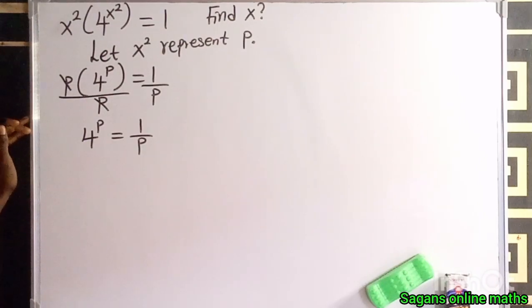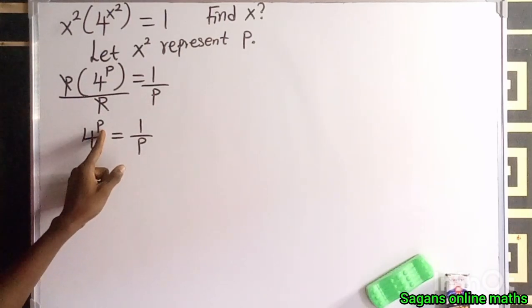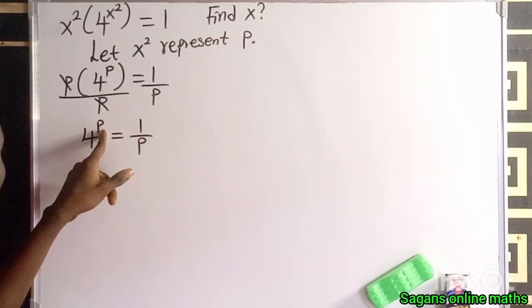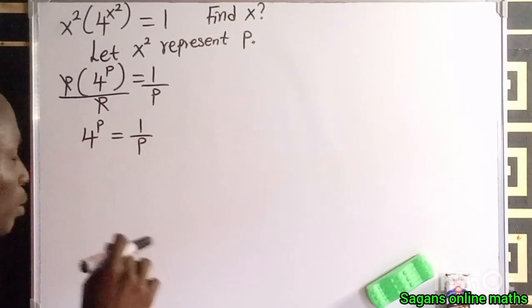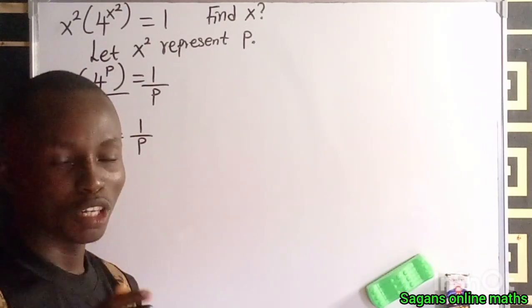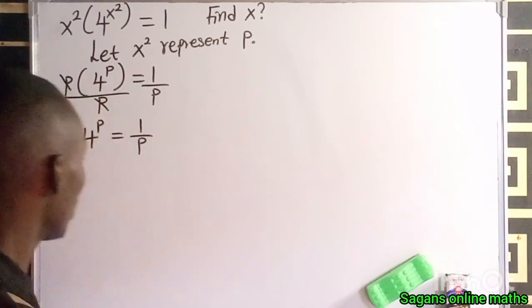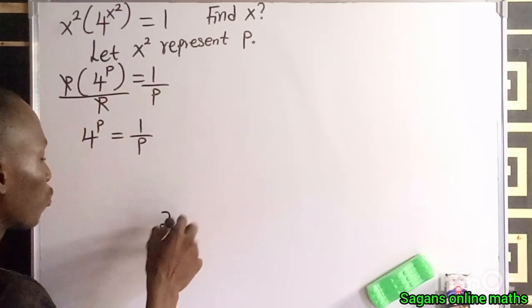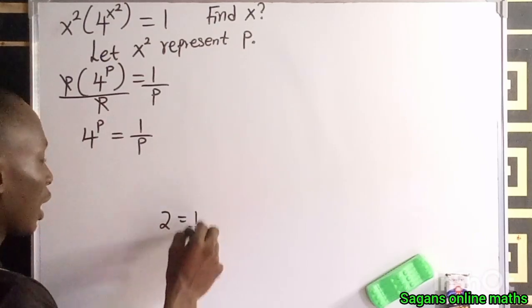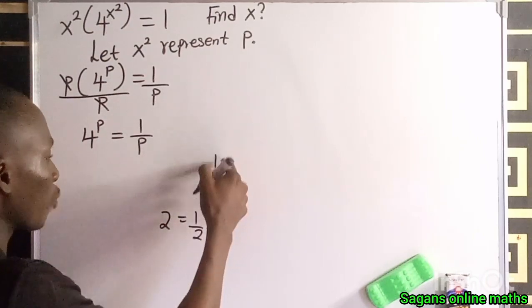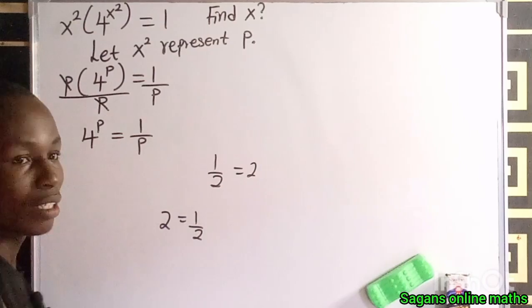Wow, this is amazing. Now at this point, what are we going to do? Remember that the power of this 4 here is p. So for us to remove this p from here, what we have to do is to multiply both powers by the reciprocal of p. Remember, if you are solving questions, you have to understand some properties of indices, because if you have 2, the reciprocal of 2 is 1 over 2. And if you have 1 over 2, the reciprocal of 1 over 2 is 2.